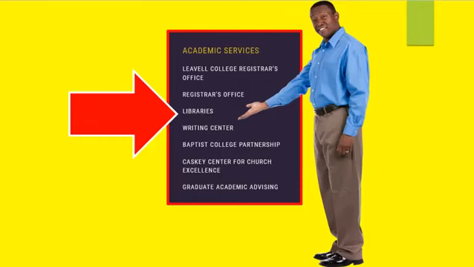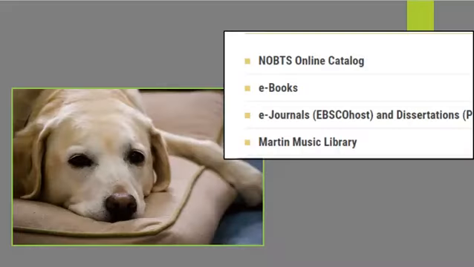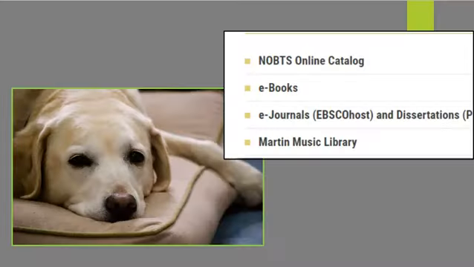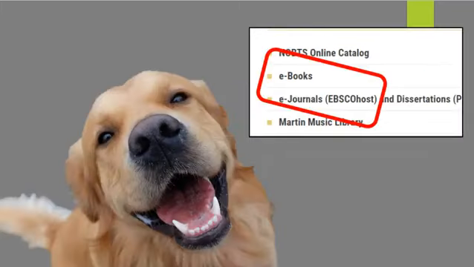And when you click on Libraries in particular, you're going to then have a list of several of the resources: the online catalog, ebooks, e-journals, and dissertations. Well, in this episode, we're going to be focusing on that third element there. And you know, our Labrador there, he doesn't look real excited, but in just a minute, he's going to be real excited because he's going to know how to use these particular resources and use them well.